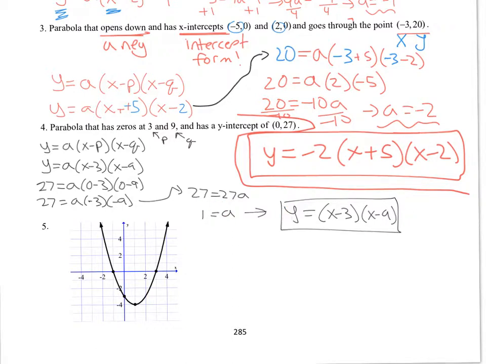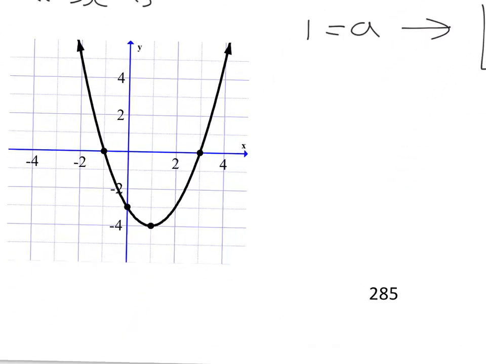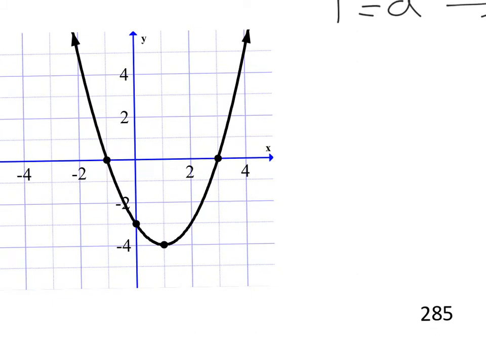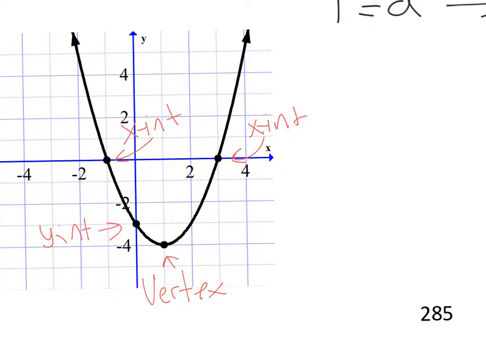Okay. Let's look at number 5. Number 5 is kind of nice. It's a graph, and it actually gives us a bunch of information. When you look at this graph, you should see a lot of things here. We should see a vertex, an x-intercept and another x-intercept, and we see a y-intercept. So you could use either form. You could use vertex form, or you could use intercept form. I'm going to let you pick.